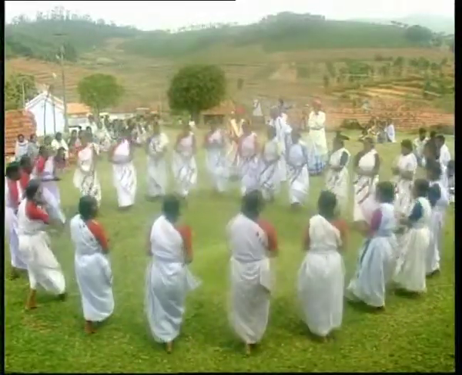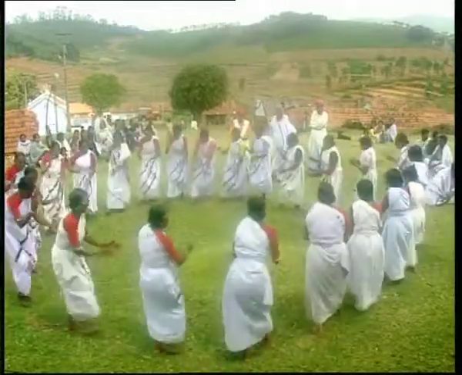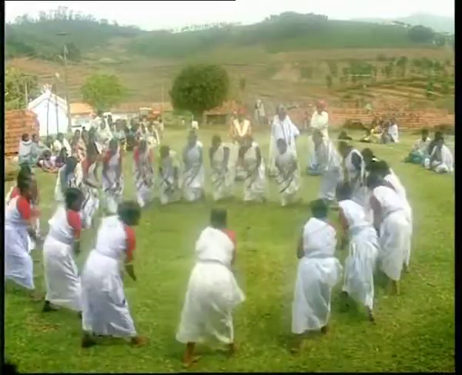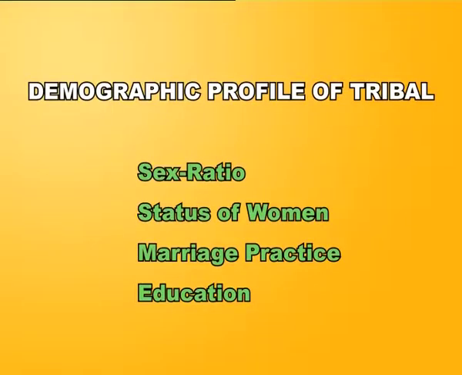To begin with, we will look into the sex ratio, status of women, marriage, and later on education in tribal areas. When we think of status of women, marriage practices and sex ratio, it is like a triangle. They call it a triangle sui generis, that means the only one of its kind in the world. An intricate relationship between status of women, marriage, and sex ratio.